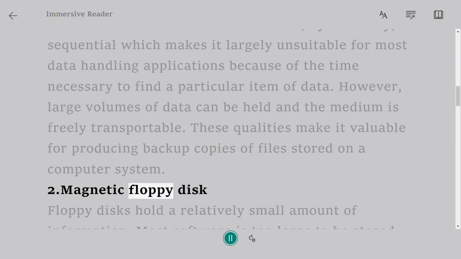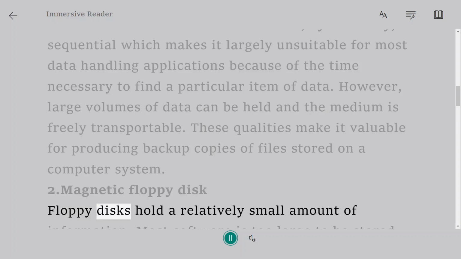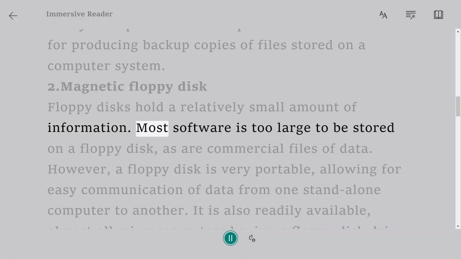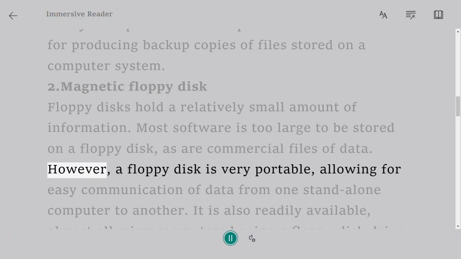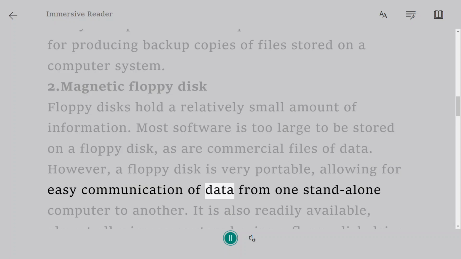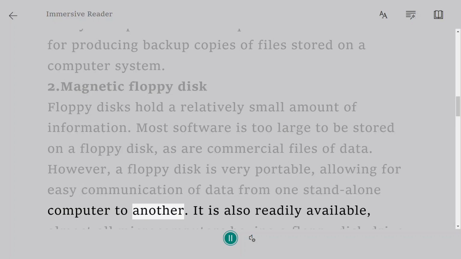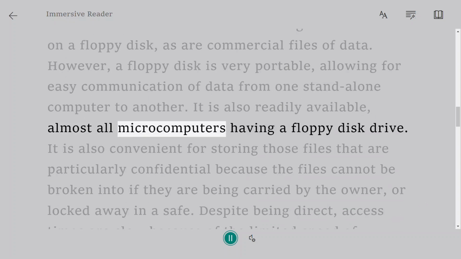2. Magnetic floppy disk. Floppy disks hold a relatively small amount of information. Most software is too large to be stored on a floppy disk, as are commercial files of data. However, a floppy disk is very portable, allowing for easy communication of data from one standalone computer to another. It is also readily available, almost all microcomputers having a floppy disk drive.